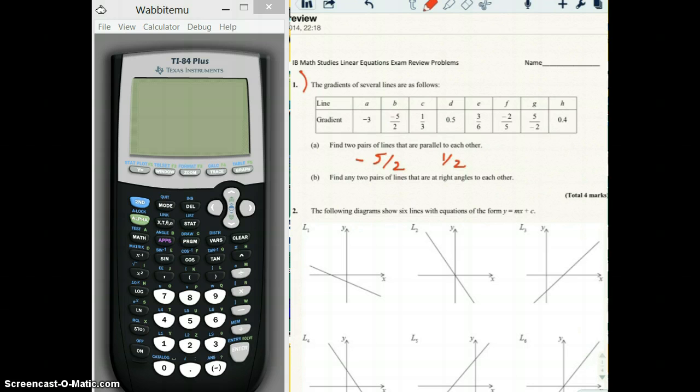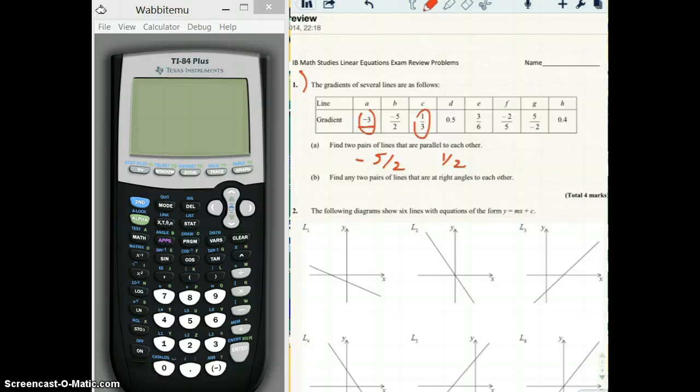So how about these two? These two look like they're negative reciprocals of the other. Oh no, they're not, because look, they're both negative. Let's see, anything else? What about negative 3? Is there a reciprocal for that? The negative reciprocal would be positive 1 over 3. Oh, there we go. Okay, so those are perpendicular gradients.